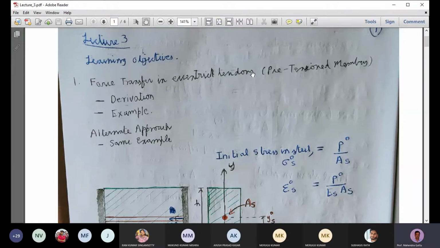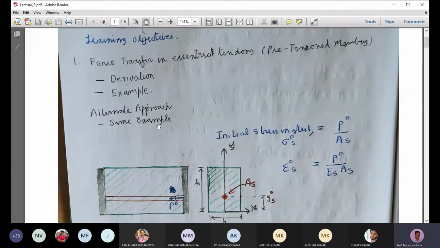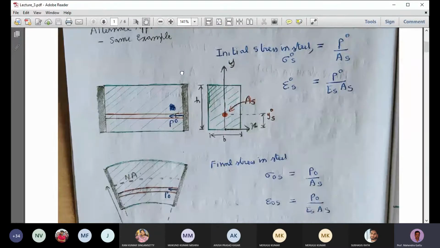So we will relate the hydraulic jack force P superscript naught with the force which is transferred after the hydraulic jack force is removed. That is given by P subscript naught. So we'll find the relation between those two forces: the initially applied force and the final force which is transferred. Then we'll solve a simple numerical example to get a feel of the numbers. There is another alternate approach. I don't have slides for that. We will discuss it tomorrow. Okay, so let's begin.